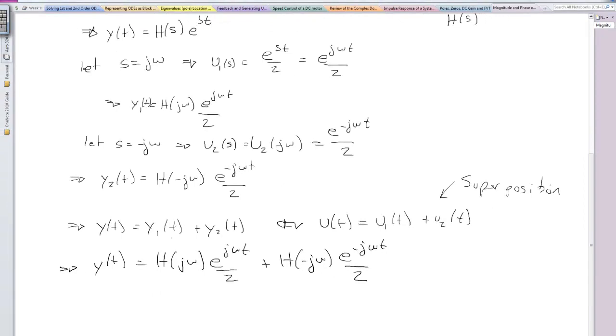So in general, h is a complex function, or say it's a function of a complex number, and when we evaluate it, h will have a magnitude and phase associated with it, and we could write that down in polar form.